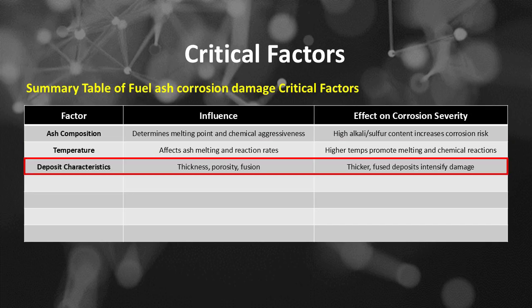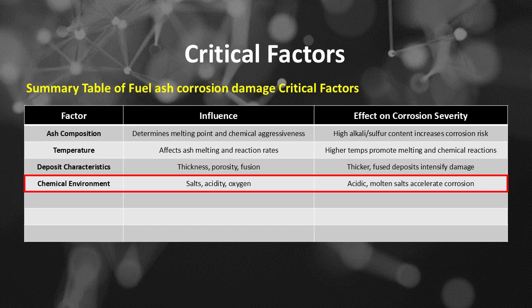If the critical factor is deposit characteristics, its influence is thickness, porosity, and fusion, then its effect on corrosion severity is that thicker, fused deposits intensify damage. If the critical factor is chemical environment, its influence is salts, acidity, and oxygen, then its effect on corrosion severity is that acidic, molten salts accelerate corrosion.